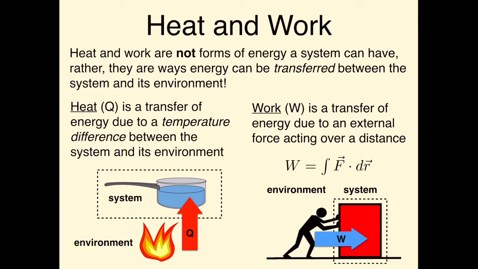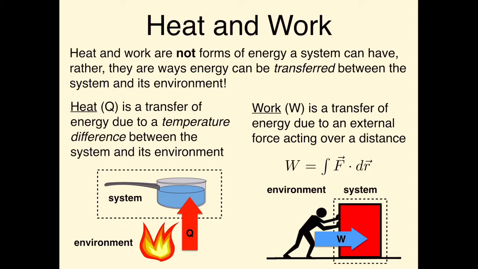Work is given by the variable W, and it's a transfer of energy due to a force acting over a distance. Okay, so the formula that we use to define work is the dot product of F, which is the force, and dr, which is a little tiny displacement. And if you integrate that, you get the work.